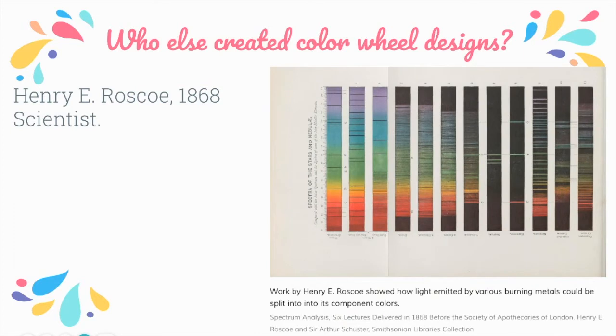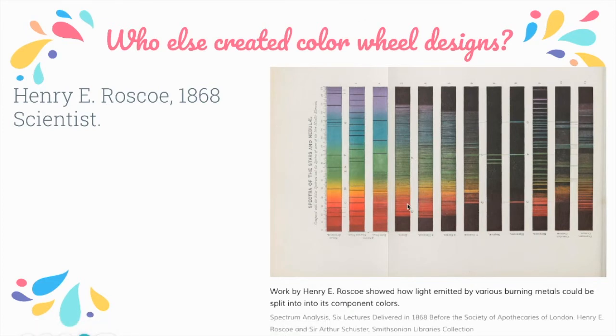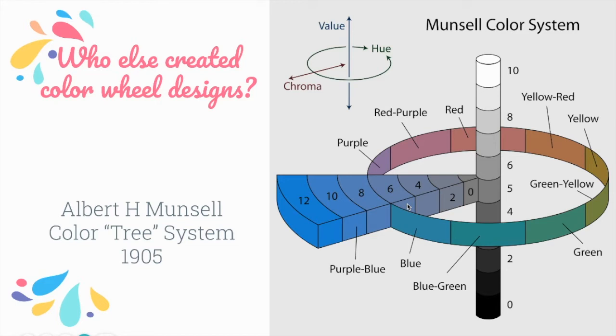Who else created color wheel designs? Henry E. Roscoe in 1868. He was also a scientist, and he wanted to show how light emitted by various burning metals could be split into its component colors. So this was the table that he created, showing different burning metals and what colors were visible.